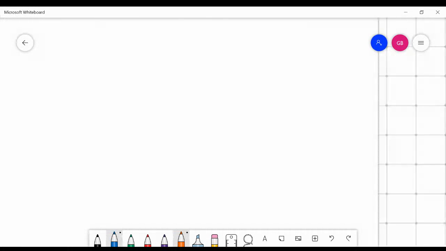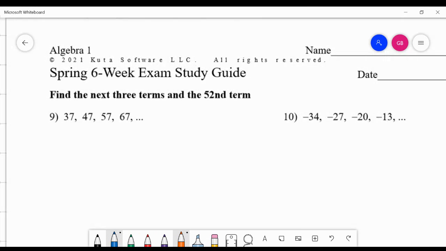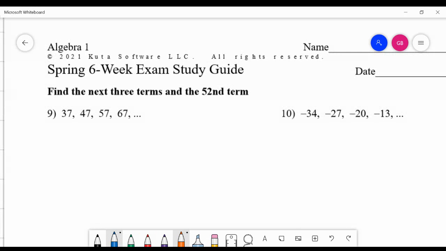Okay, 9. Find the next 3 terms and the 52nd term. Okay, number 9, 37, 47, 57, 67. I could see that this has a common difference of 10. We're adding 10 each time. So the next 3 terms are 77, 87, and 97.